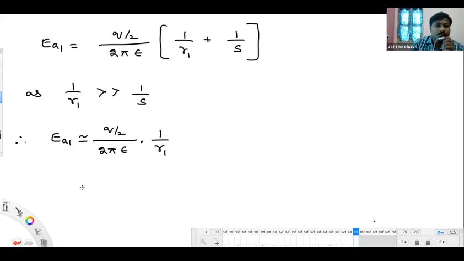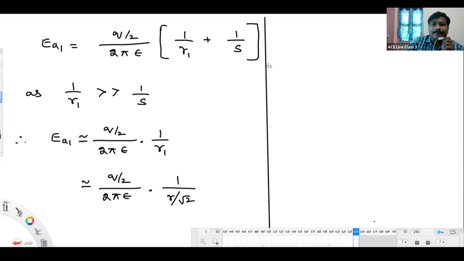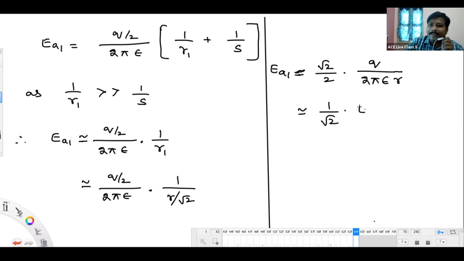What is that R1 you have? R by root 2. So it will come to be Q by 2 by 2 pi epsilon into 1 by R by root 2. Let me simplify this quickly and we will get that comparison now. So the electric field intensity on the bundle conductor surface will be approximately root 2 by 2 into Q by 2 pi epsilon R. Root 2 by 2 is the value 1 by root 2. And Q by 2 pi epsilon R is nothing but the electric field intensity on the single conductor.